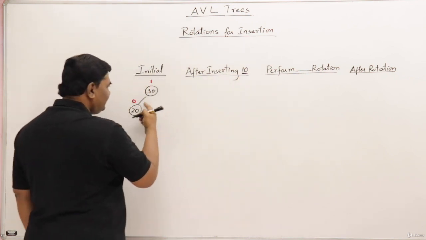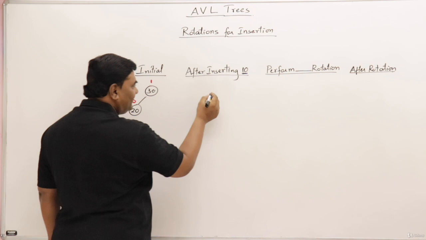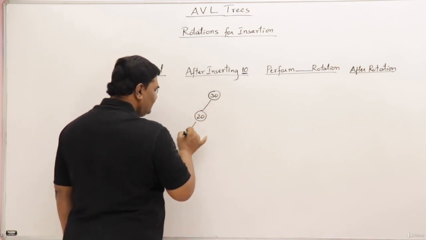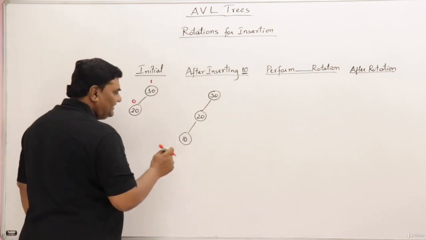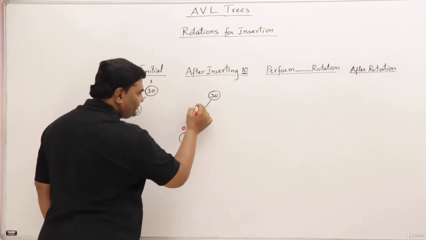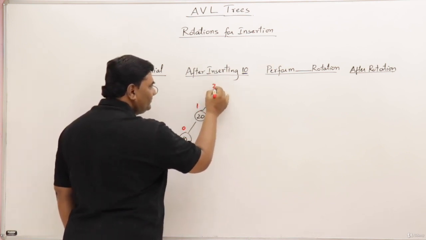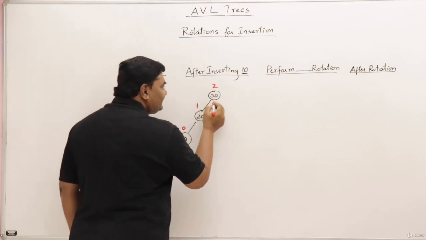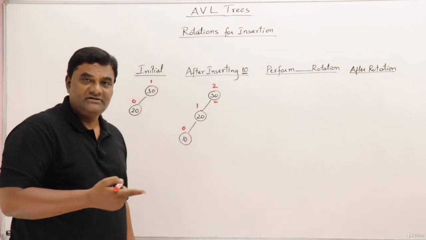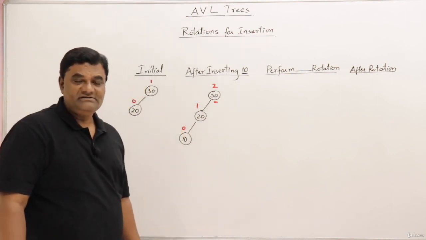After inserting 10 in this one, where will 10 come? 10 is less than 30, less than 20. So it will come on this side. So 30, 20 and 10. What are the balance factors? This is 0. This is 1 minus 0, so 1. This is 2 minus 0 on this side, so this is 2. So this node became imbalanced. The balance factors should not be more than 1, but the balance factor is 2. So this node became imbalanced.